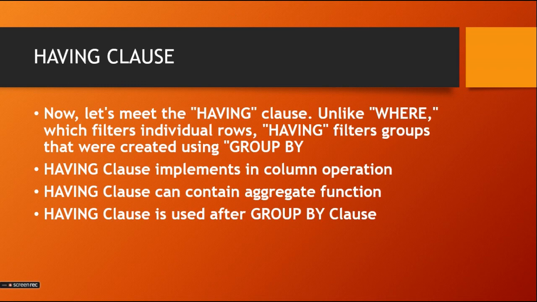The HAVING clause implements column operations. Just like we use the WHERE clause for row-level operations, we use the HAVING clause for column operations. The HAVING clause can contain aggregate functions. The HAVING clause is used after the GROUP BY clause.